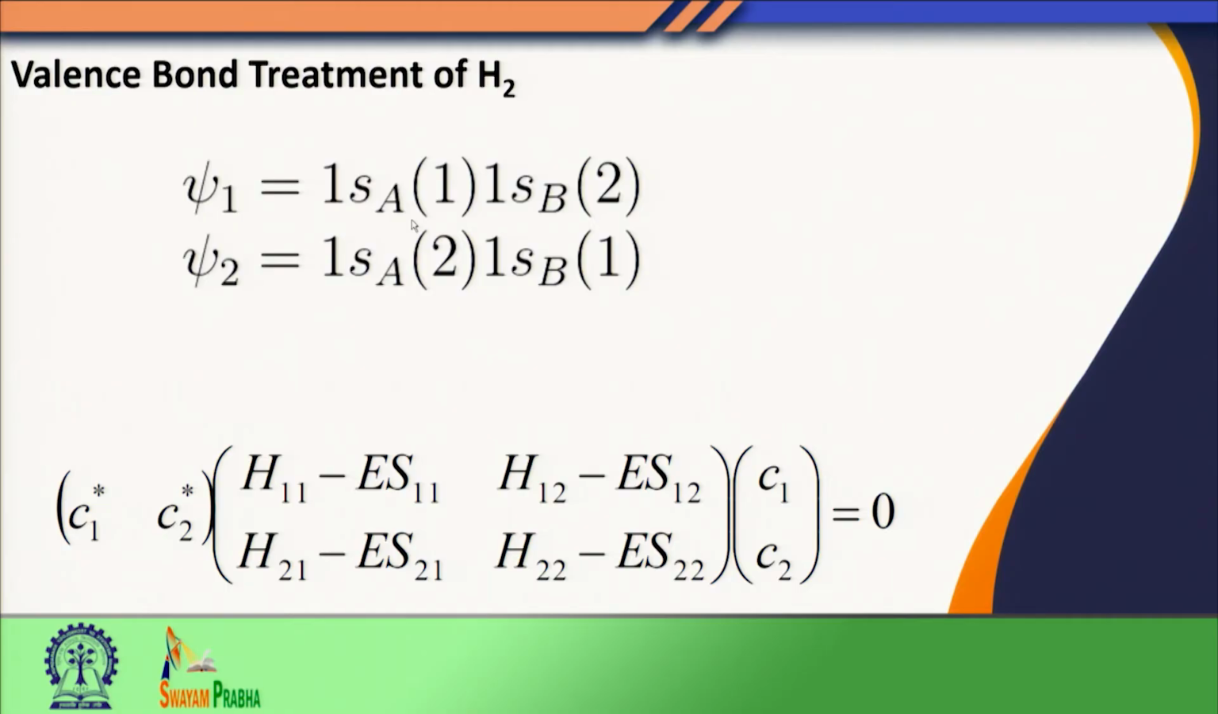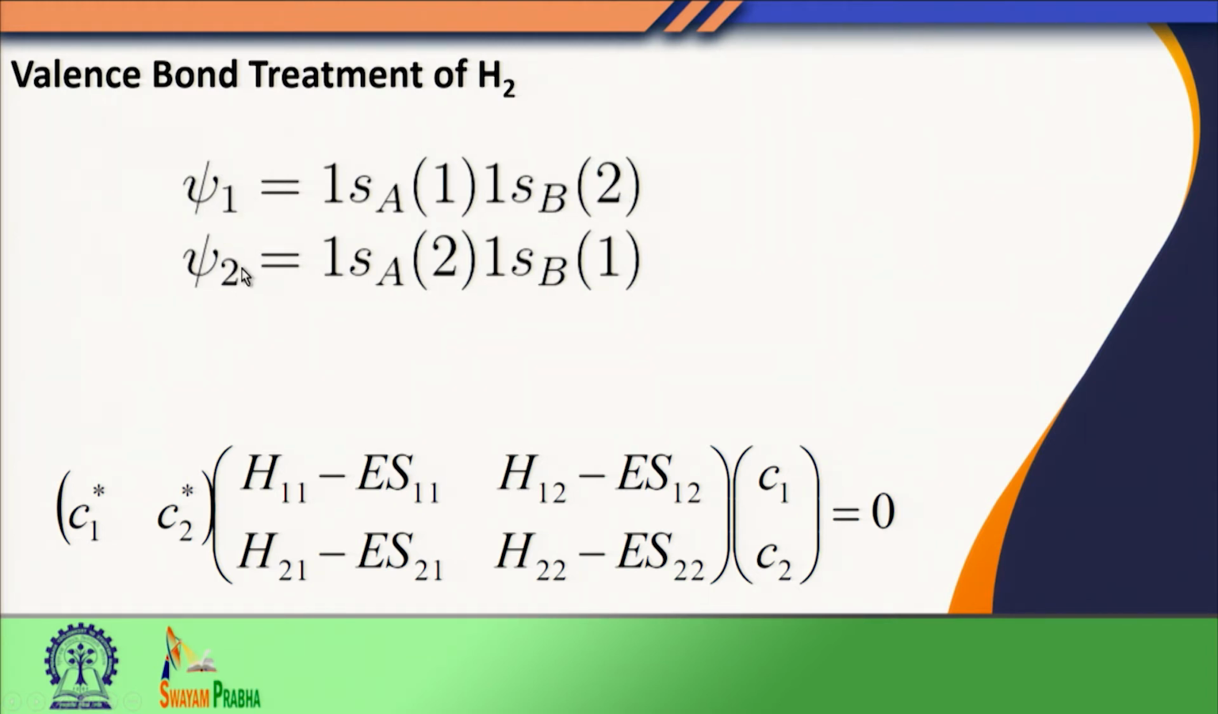In the valence bond treatment of hydrogen molecule, we have defined our guess function, or the trial function phi, as a linear combination of two functions psi 1 and psi 2, where psi 1 was defined as the product of two functions: electron 1 in the 1s orbital of nucleus A, multiplied by electron 2 in the 1s orbital of nucleus B.